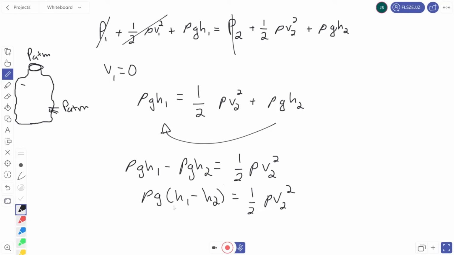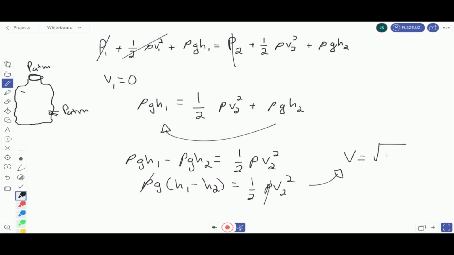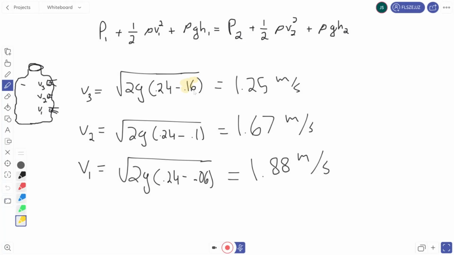Since the density of water is the same throughout, we can cancel it from both sides. Now we find that V equals square root 2g delta H. When we plug in the height of each hole, we find that the closer the hole is to the bottom, the higher its flow velocity. This explains why the water from hole 1 at the bottom seemed to gush out so fast compared to the other 2 holes, and why the water at hole 3 at the top seemed so slow.